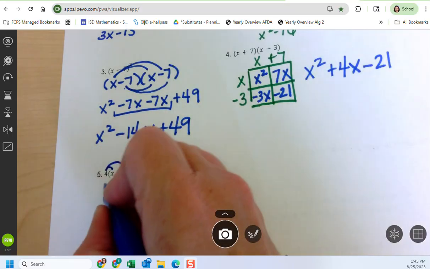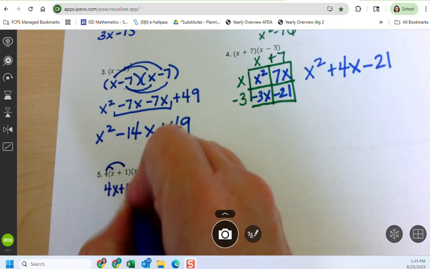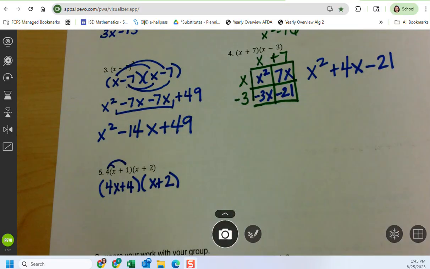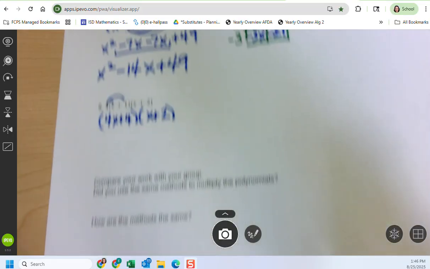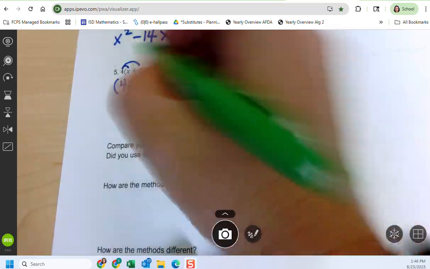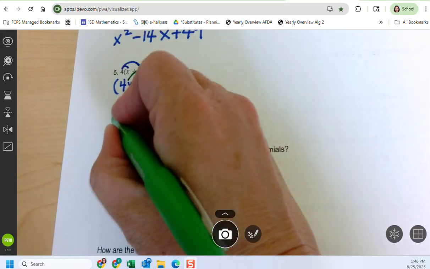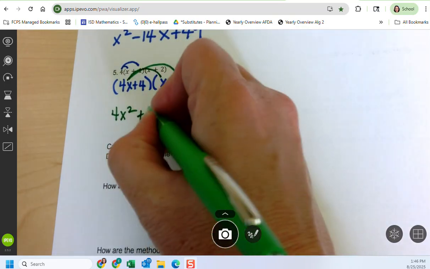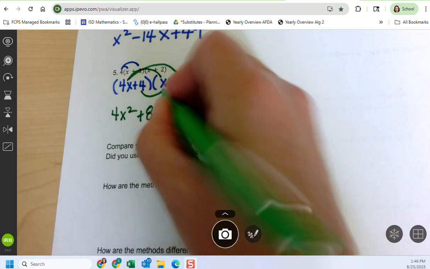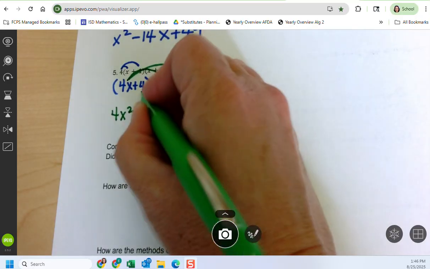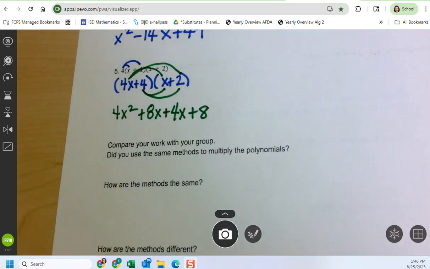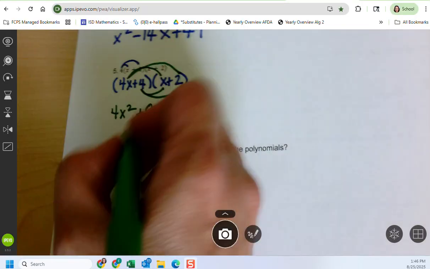You distributed the 4, and you got 4x plus 4. And then you keep the x plus 2. Then 4x times x, 4x squared. 4x times 2 is plus 8x. This is 4x. And then this is 8. Is that what you guys got so far? Yeah. And then combining like terms.